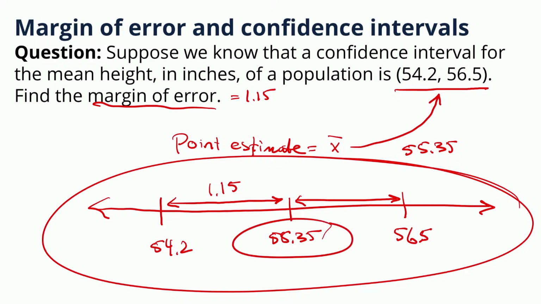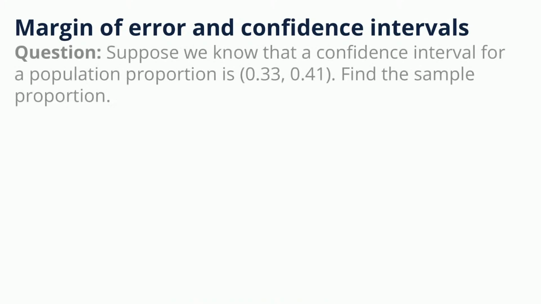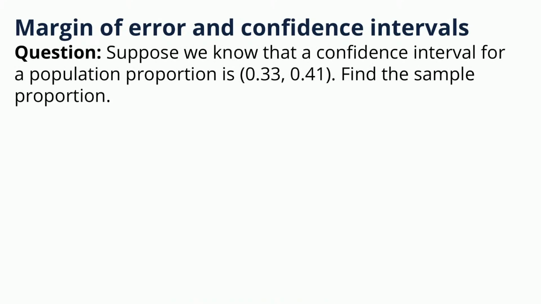In fact, let's give you one to do. Let's start with this. Let's say that we know a confidence interval for a population proportion is this. I want to know the sample proportion. So once again, I'll get you set up, but you go ahead and do this.